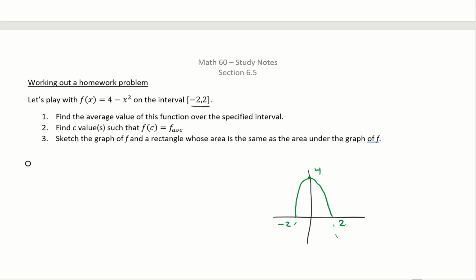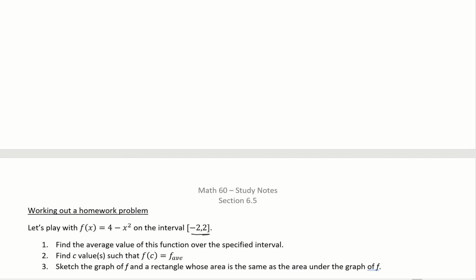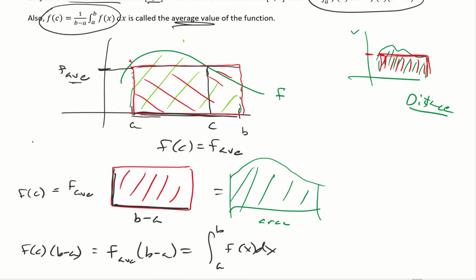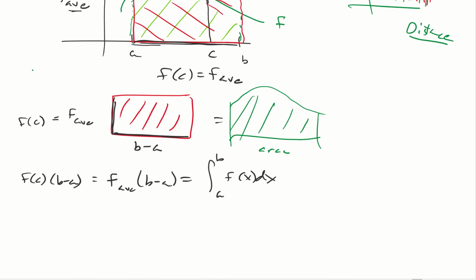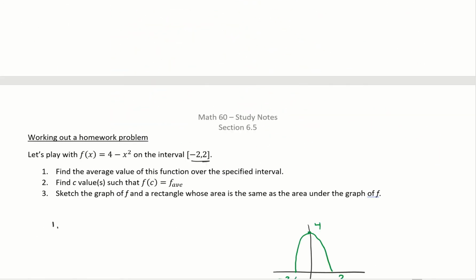So number 1 says, find the average value of this function over the specified interval. Hey, Weber, yeah, scroll back up. Okay, what do you want? I want to see the average value. Oh, yeah, there it is right there. Okay, I'm just going to calculate it. I'm going to call it f of c. I'm going to go 1 over b minus a times this integral. Let's do this thing. And I'm going to do some intuition as I go through it too.